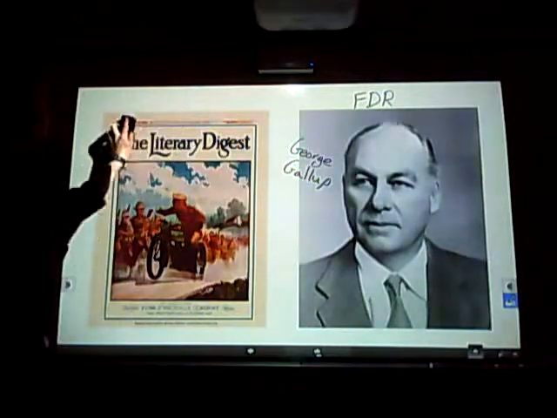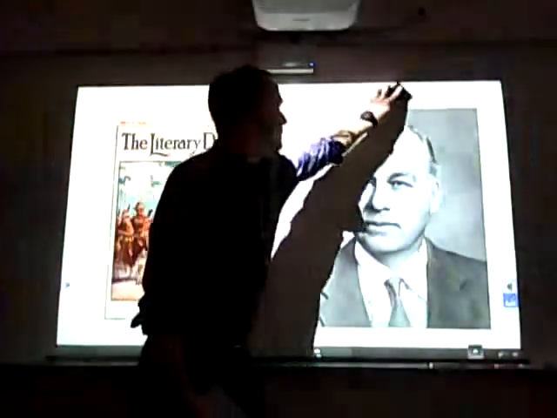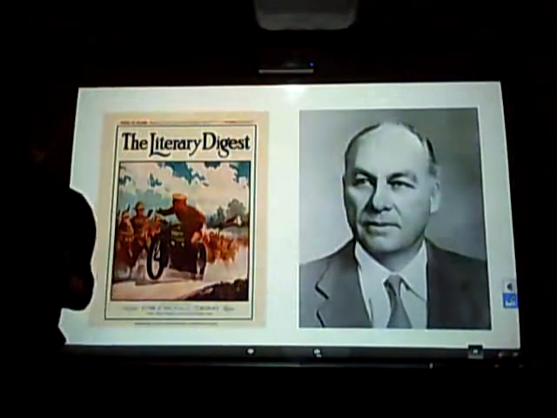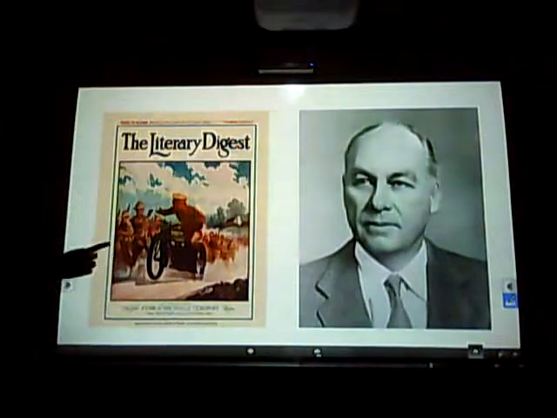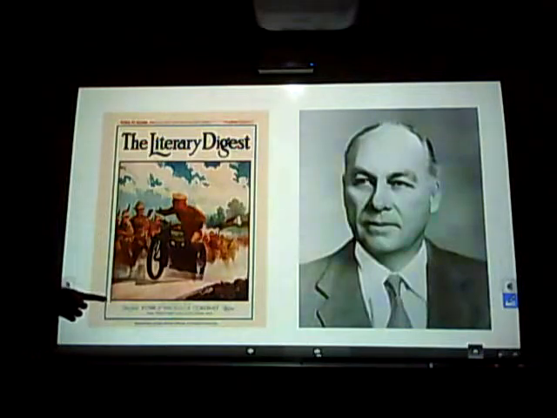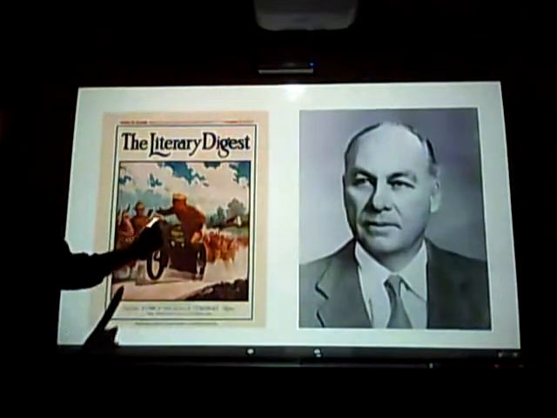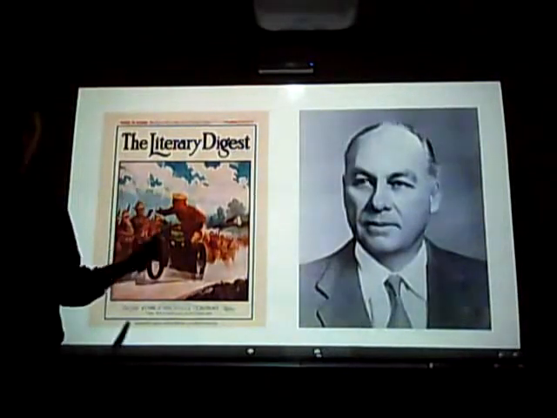Well, have any of you ever heard of President Alf Landon? No. Yeah, there's a reason. Because Franklin Roosevelt crushed Alf Landon in the 1936 election. So Gallup was right. Literary Digest was way wrong.